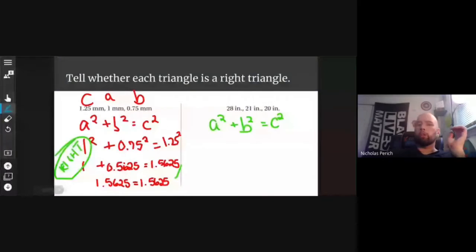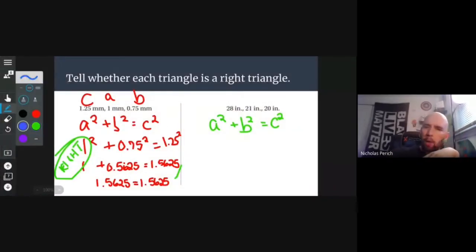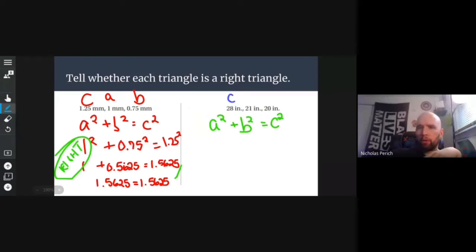Okay, so there's the results. Those of you who put the answer in, let's make sure. That's the longest side, so I have to call you C. It doesn't matter which one I call A or B as long as the longest side is C. So I called A 21 here. I called B 20. And I called C 28.